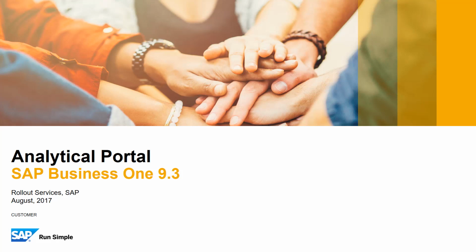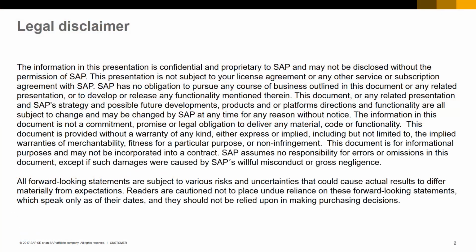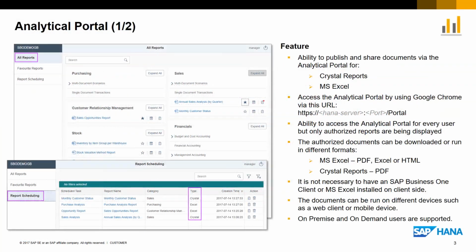Welcome to the feature clip on the Analytical portal in SAP Business One Release 9.3. One of the principal elements in a company is to have access to reports at any time, anywhere. The Analytical portal gives an organization the ability to access relevant reports from different devices. Let me introduce you to the Analytical portal.